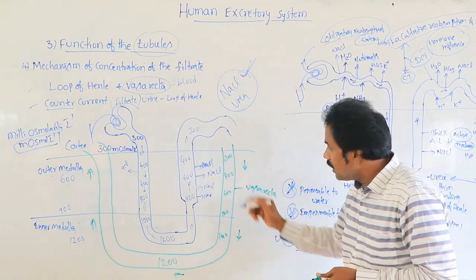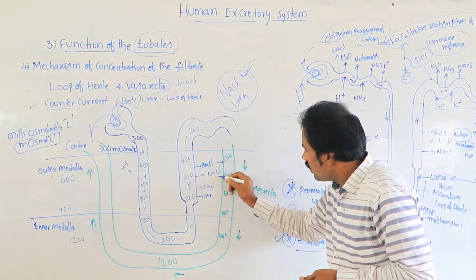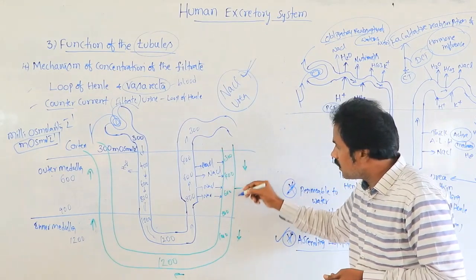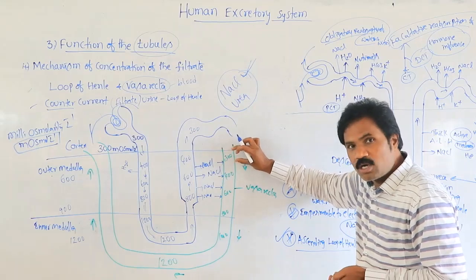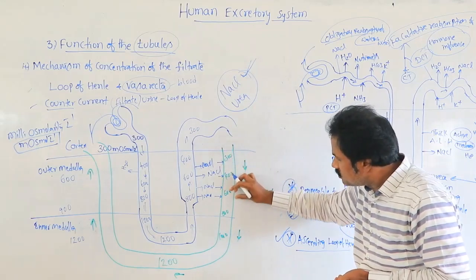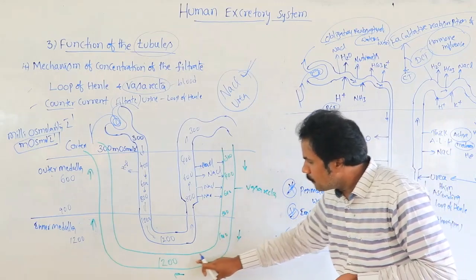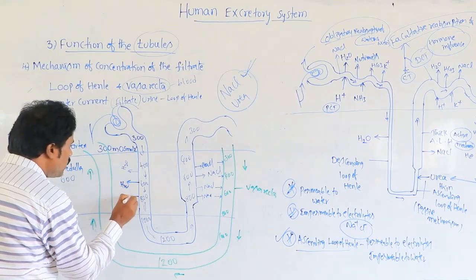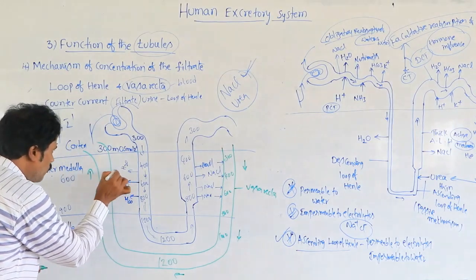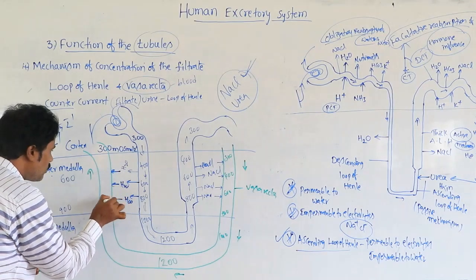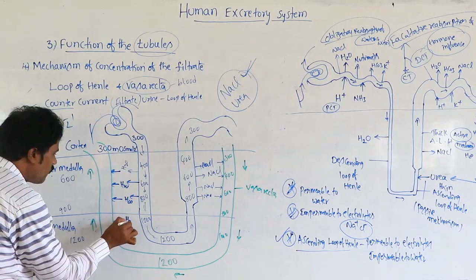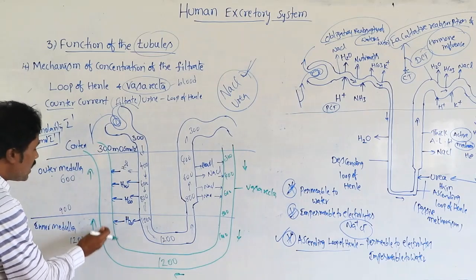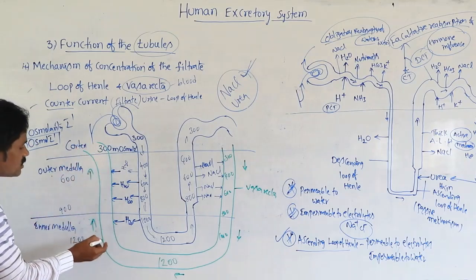That's why we have written it here. Whatever enters into the vasa recta, what happened? The osmolarity, which was low, gradually increases up to the maximum level. Then here water will be reabsorbed. The water will be secreted and enters into the ascending vasa recta.